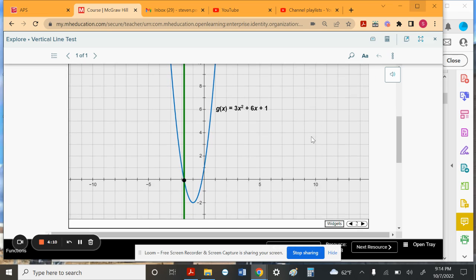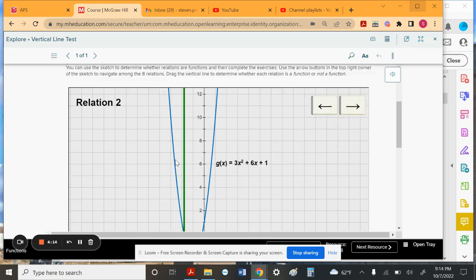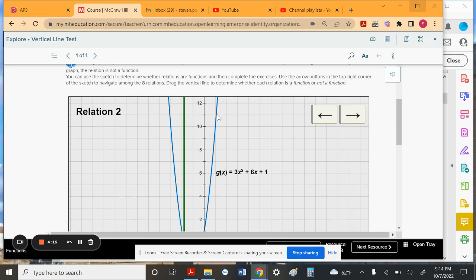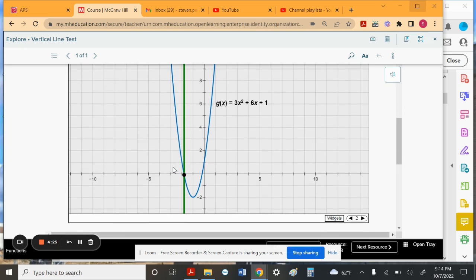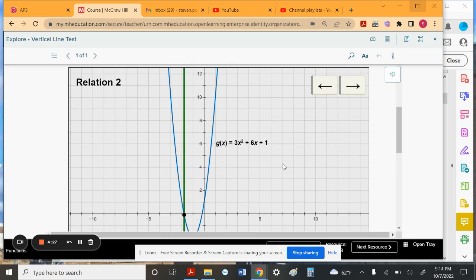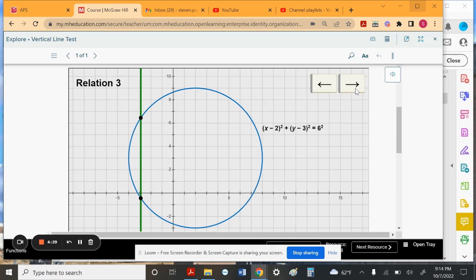Relation 2, notice if I draw a vertical line anywhere, it will only cross at one point as well. And on a parabola, it still keeps expanding to the right and to the left. And so a vertical line's only ever going to go through one point. So that is a function too. So g of x is a function. Circle, however, if I draw a vertical line, notice it goes through this point and it goes through this point. So it goes through 2 points. This is not a function.